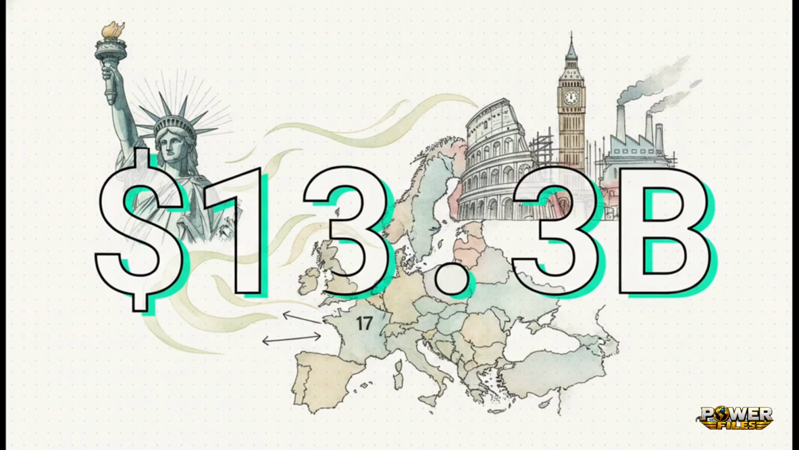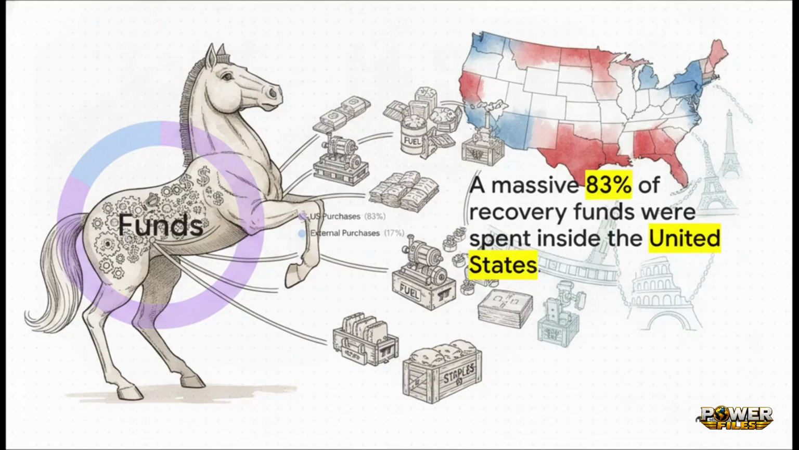Starting in 1948, the U.S. poured a staggering $13.3 billion, which is about $137 billion in today's money, into 17 different European countries. Officially, the goal was to rebuild war-torn regions, modernize their industries, and stop the spread of communism. But here is the ultimate Trojan horse statistic, and it perfectly shows the sheer genius of this economic design. According to the U.S. Congressional Research Service, a massive 83% of those recovery funds were actually spent right back inside the United States. Since European nations had totally exhausted their foreign exchange reserves, they used Marshall Plan grants to buy much-needed staples, fuel, and machinery directly from American corporations.